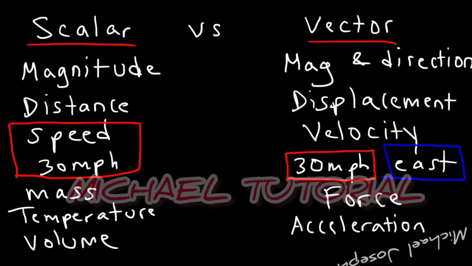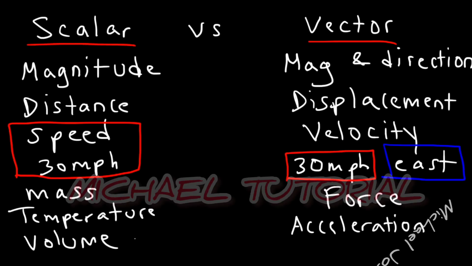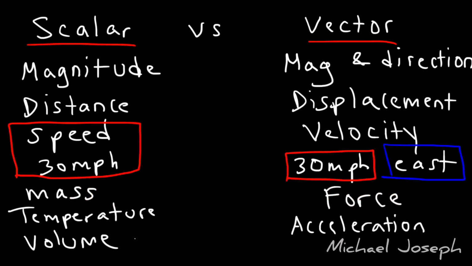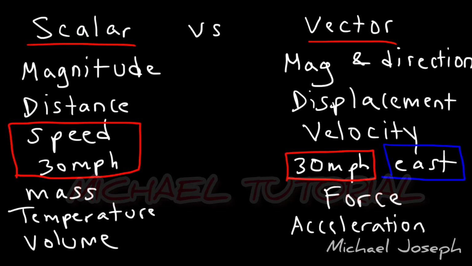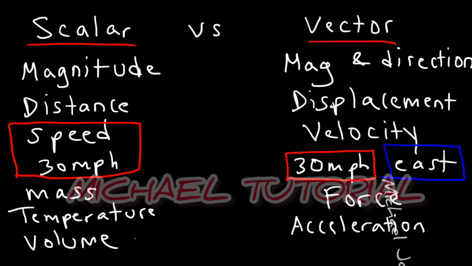So now you know how to distinguish if something is a scalar or a vector quantity. The key is to focus on direction, because both scalar and vector quantities have magnitude, but only vector quantities have direction. So if direction can be applied to something, then that something is a vector. Now, there are different ways to describe a vector.